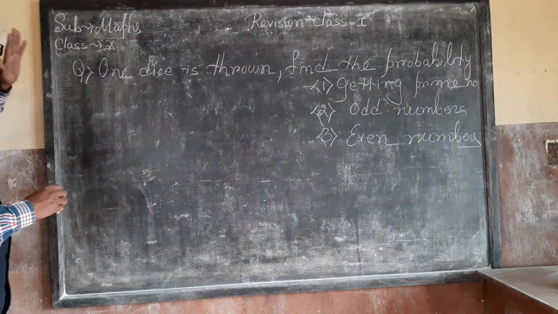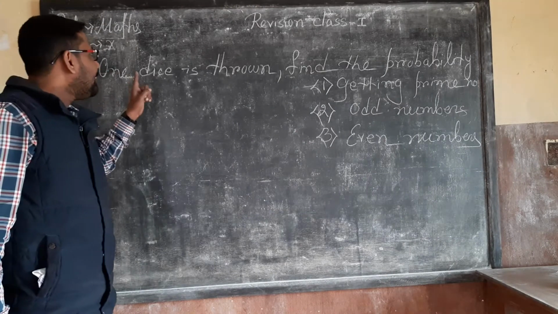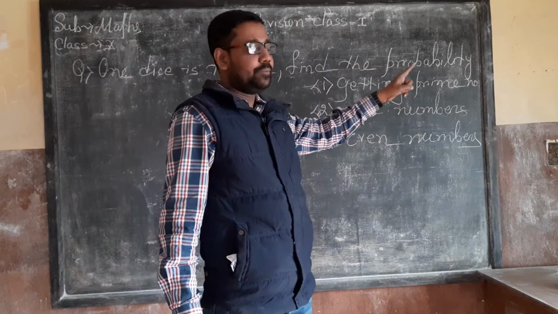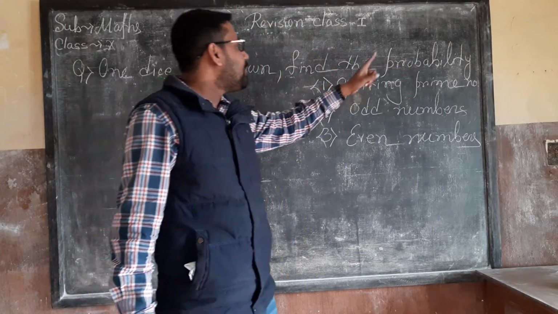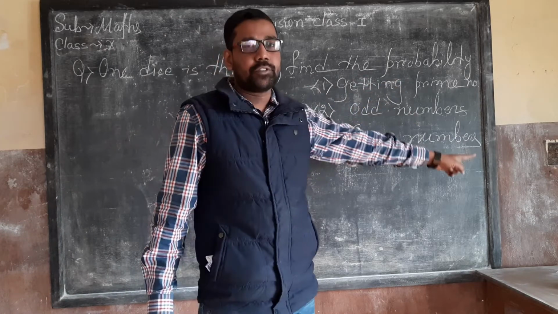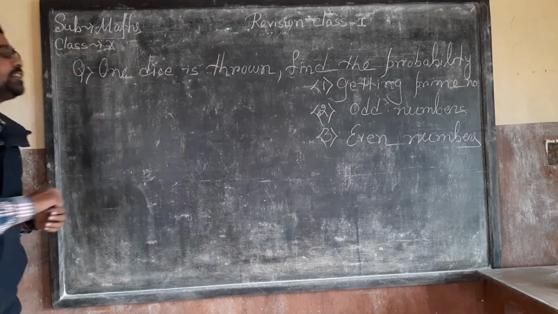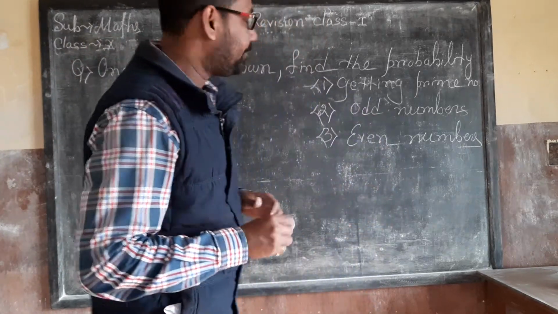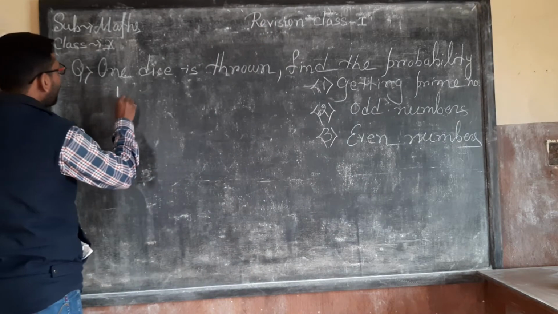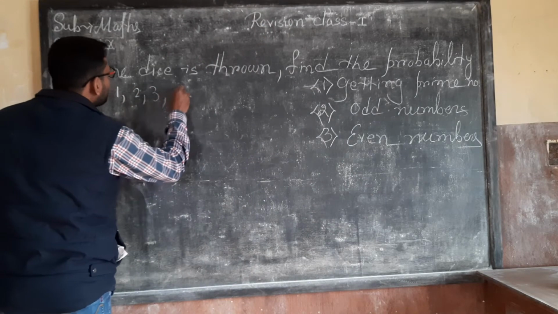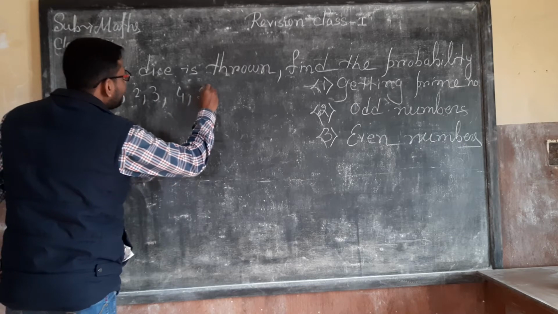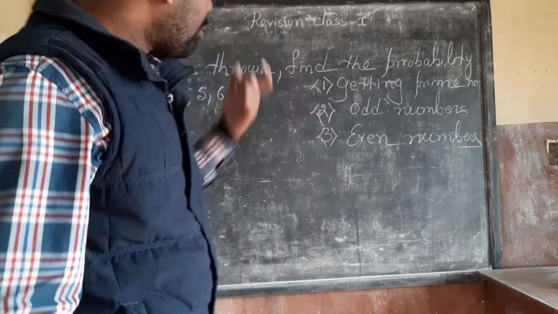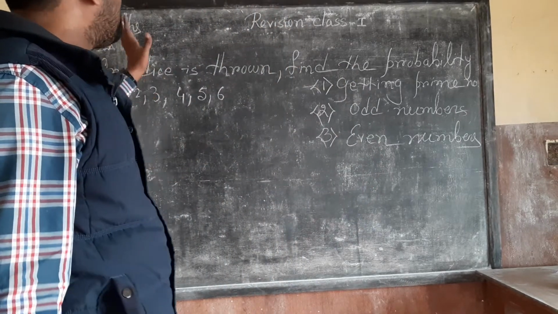Okay, so consider the first question. One dice is thrown. Find the probability of getting prime numbers, odd numbers, even numbers. First of all, consider the possible outcomes of this particular experiment: 1, 2, 3, 4, 5 and 6. So these 6 are the possible outcomes of this experiment.